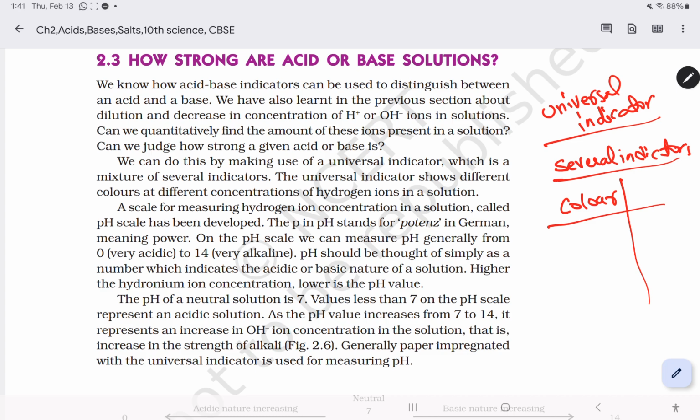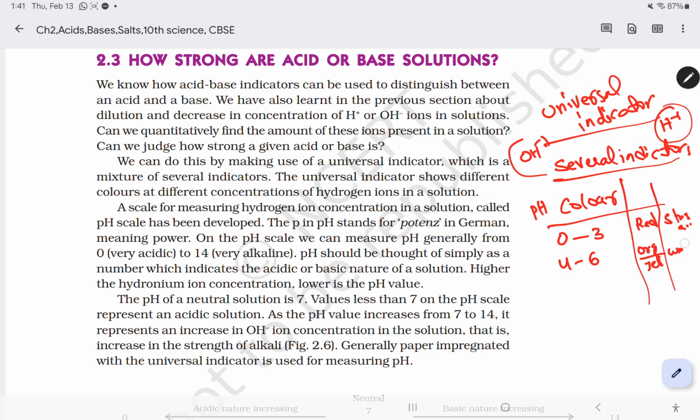So how does it work? When added to a solution, the indicator reacts with the H+ ions or hydroxide ions present in that solution and changes color according to the pH level. For example, if the pH is 0 to 3, the color will be red, and you have to identify it as a strong acid. If the pH value is 4 to 6, then you can observe orange or yellow color. So it is a weak acid.